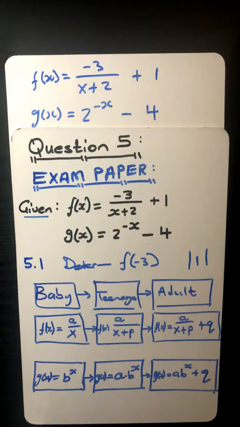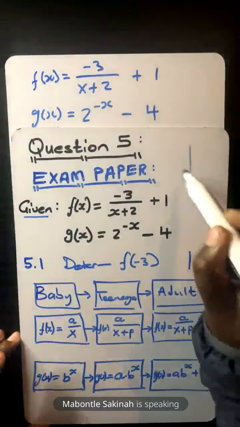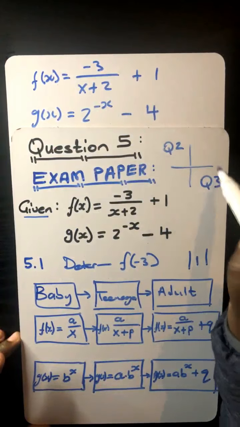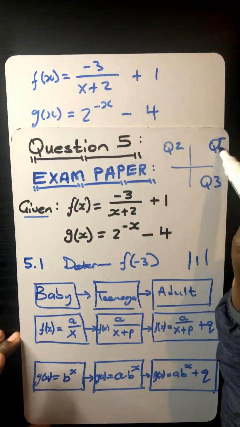I think is when it's negative 3, it's on the second and the fourth quadrant. 100% second quadrant and third quadrant. So don't mute your mic.